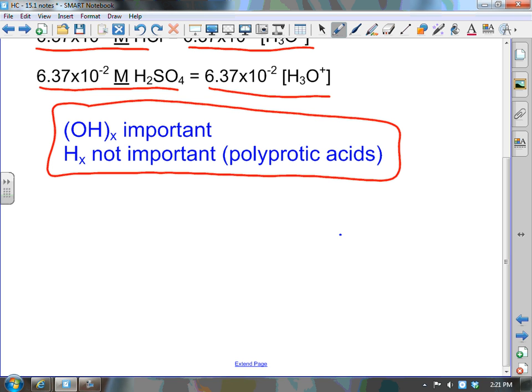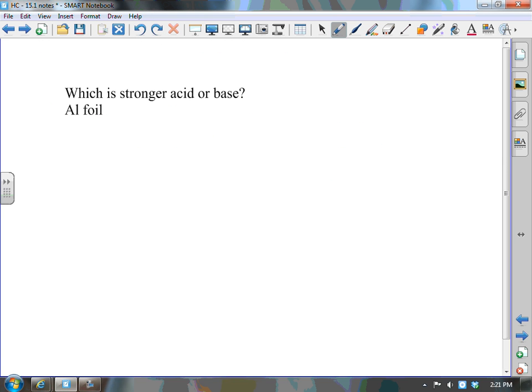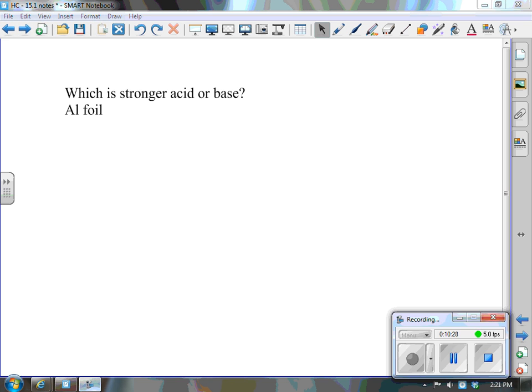We will talk about some more things about acids and bases in a little bit, and one of these days. And one of the things we'll talk about is, well, which really is stronger? Which is more dangerous? An acid or a base? And a neat little trick is to use aluminum foil to do that. So like I said, we will do that at some point early in the chapter.